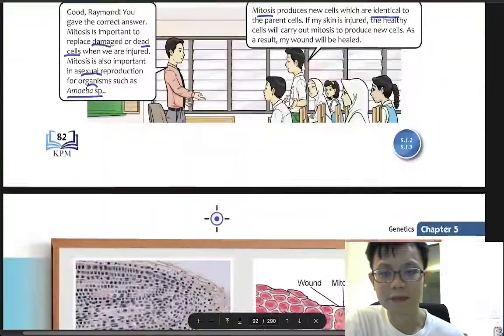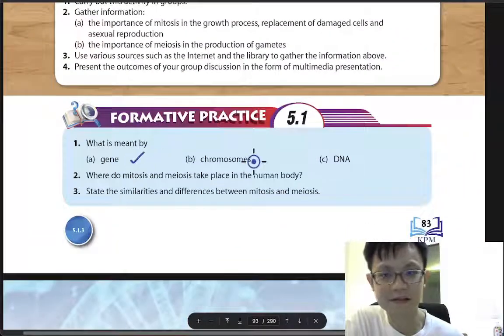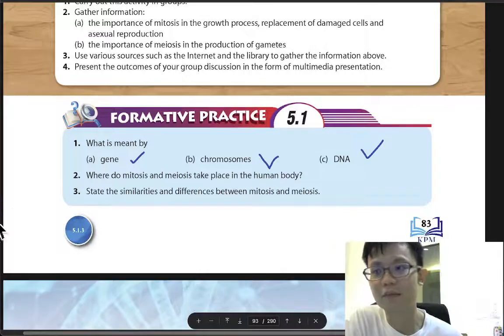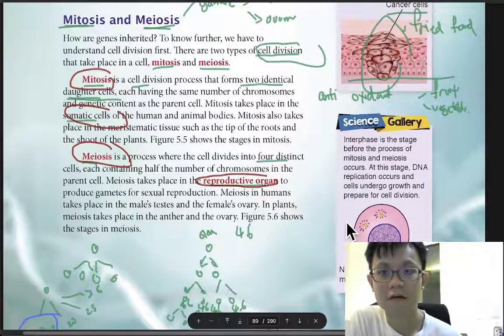Where am I already? Okay, here. So we already answered this question, and this question. Where do mitosis and meiosis take place in the human body?